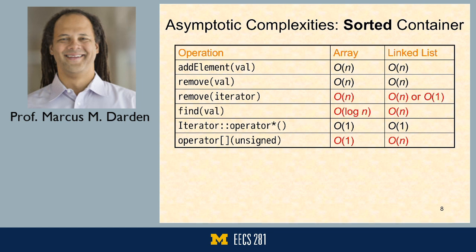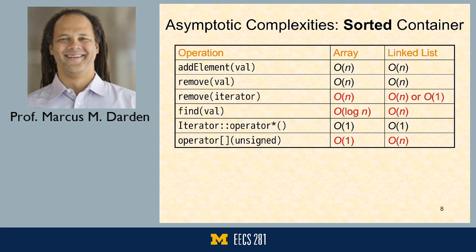We get a little bit of distinction there when we get into remove by iterator. Once again, if we've got a linked list with 2 pointers, it's pretty easy to cut something out in constant time. Otherwise, both of those containers have their linear challenges. Find is where the sorted container with contiguous memory really shines. We can do this in log n time.